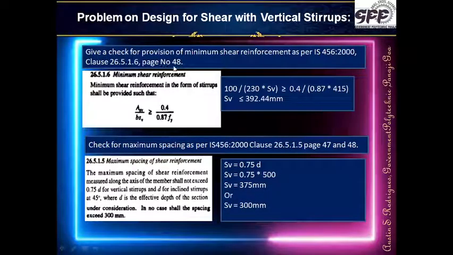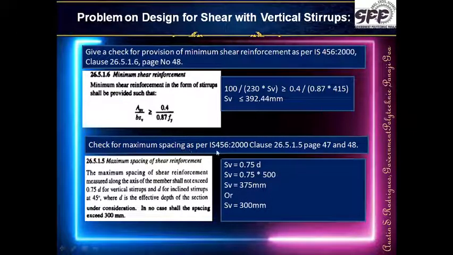Give a check for provision of minimum shear reinforcement as per IS 456-2000, clause 26.5.1.6, page number 48. So ASV upon BSV greater than or equal to 0.4 upon 0.87 FY. ASV is 100, B is 230, SV we are trying to find out, greater than or equal to 0.4 upon 0.87 into 415. So SV should be less than or equal to 392.44 mm as per this.